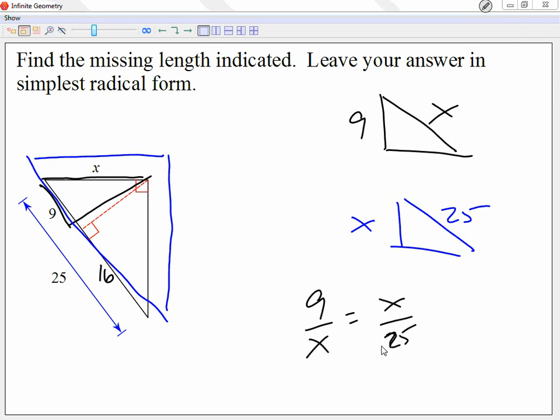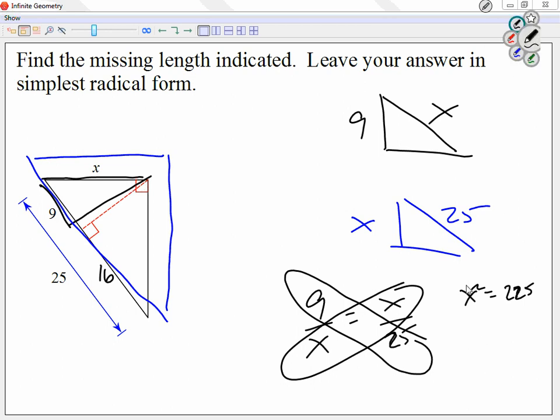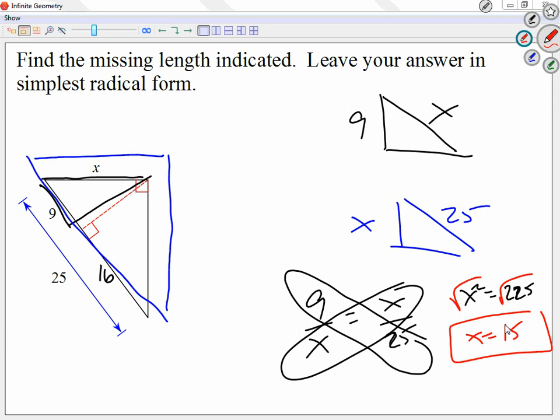I cannot simplify. I'm just going to have to cross multiply. x times x, 25 times 9. That is 225. The way you get rid of the squared, you do the square root. Square root of 225 is 15. So, once again, you need two triangles where you know two sides per triangle.